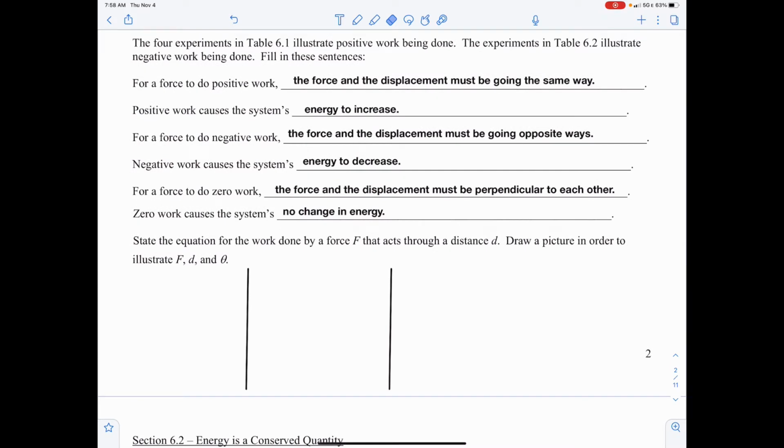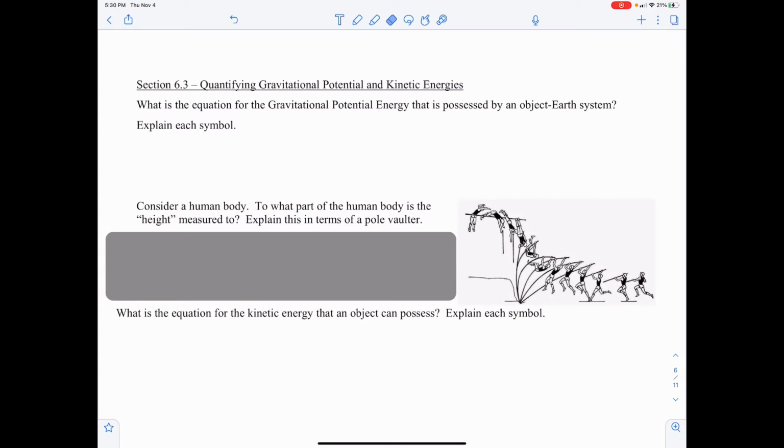State the equation for work done by a force that acts through a distance d. Draw a picture in order to illustrate F, d, and theta. What is the equation for gravitational potential energy that is possessed by an object-Earth system? Explain each symbol.